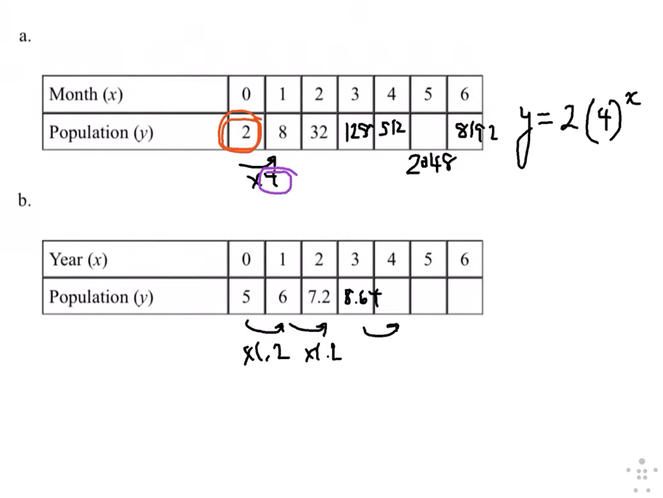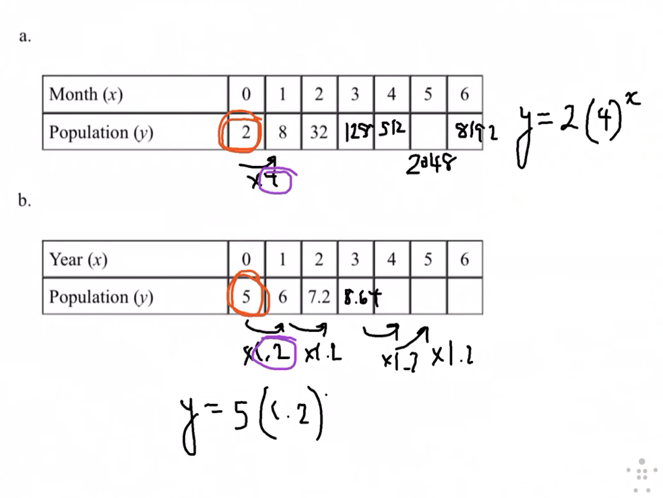8.64. And then just keep, I'm not going to do it. You have a calculator. Times 1.2 times 1.2, right? So the equation is y equals, and again, this is the same as the last one, right? The 0th term, so 5, times the multiplier, and again, the multiplier is right here, 1.2, right? Times 1.2 to the x power, right? And there's your equations.